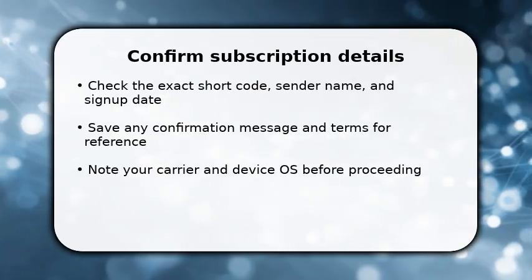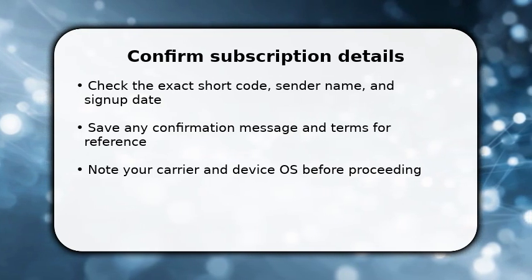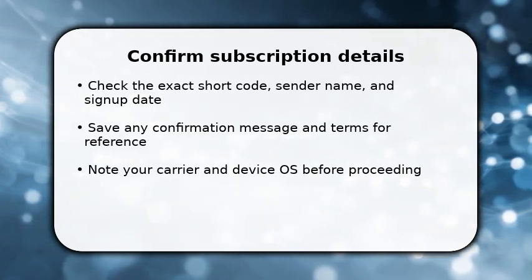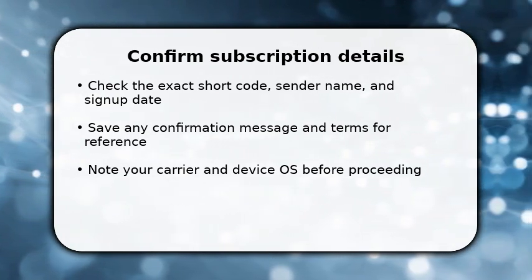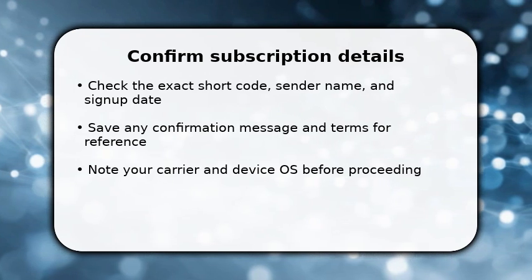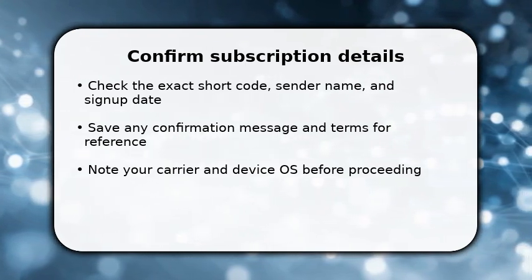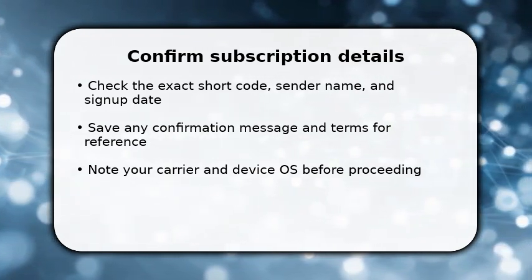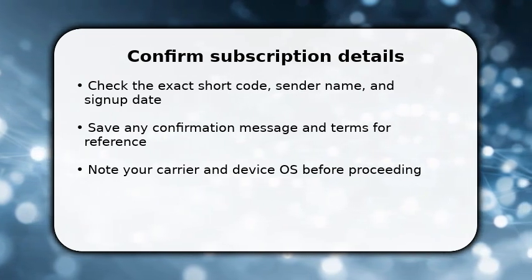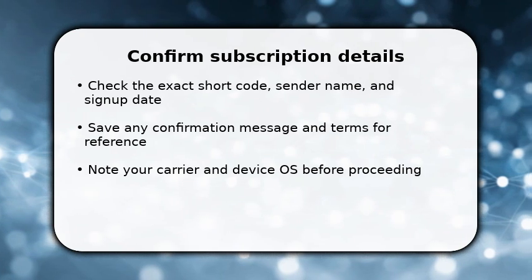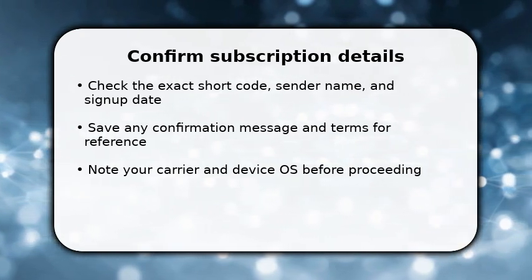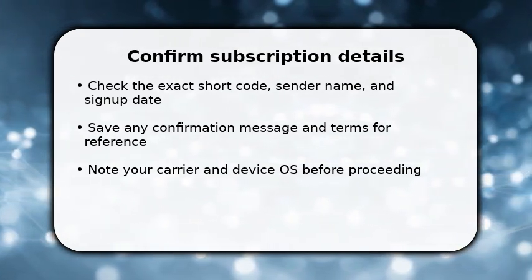You start by confirming what you're canceling and why, identify the short code or sender, and keep the confirmation message as proof. Once done, check which carrier and device you use because unsubscribe methods can differ. You also want the date you joined and any keywords used to enroll. These make the next steps faster. Don't delay. Gathering these facts first prevents mistakes and wasted texts while you work through the cancellation process.